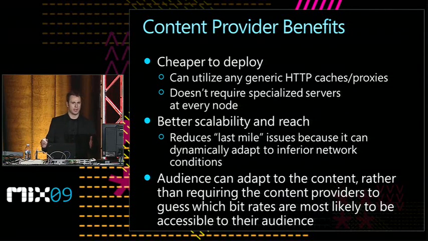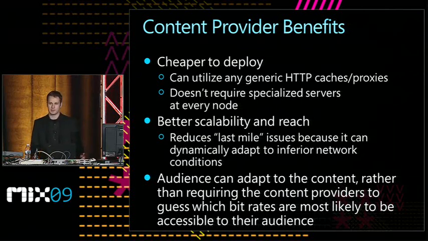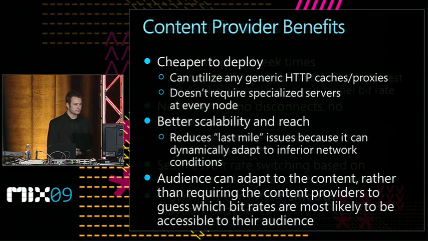You basically pick a range. You say, I'm going to encode my content at a minimum of 300K all the way up to 3 megabits per second. And then you provide some bit rates in the middle, and you let the audience adapt to your content as opposed to you trying to guess what they're capable of.